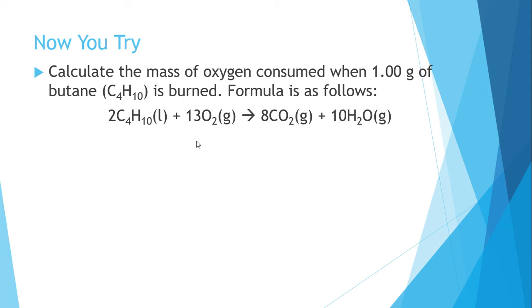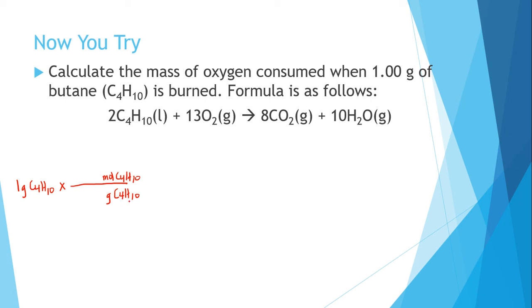Another example tells you to calculate the mass of oxygen consumed when 1 gram of butane is burned. And of course, it gives you the formula that we saw in the previous slide. Note, you always start with what you're given: 1 gram of butane, so C4H10. In order to cancel out grams, it's got to go on the bottom. And this gram has to be of butane to cancel that. And this one's going to be moles of butane.